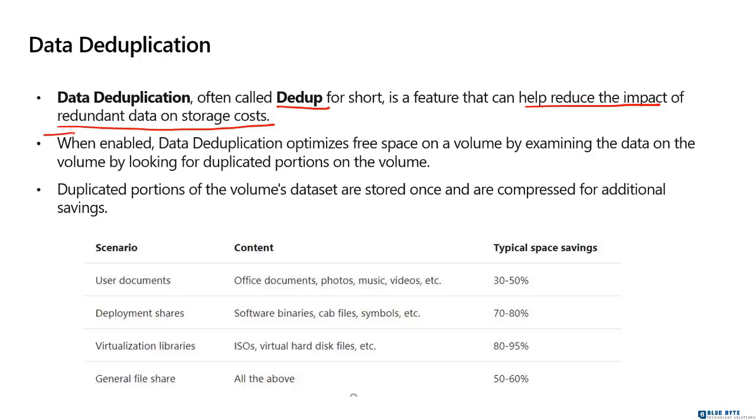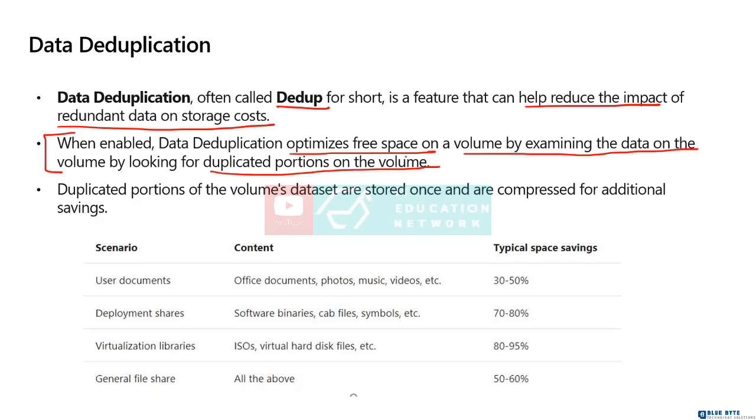You have to enable this, so data deduplication has to be installed, but once you enable it, you can optimize free space on a volume by examining all the data on the volume. It's going to look for duplicate portions of data on the volume, and it's then going to consolidate that. Any duplicated portions will be stored once and will be compressed for additional savings.